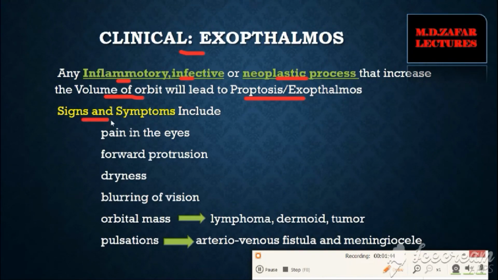Now, talking about the signs and symptoms, there is forward protrusion of the eye. It would be painful, and that forward protrusion will cause dryness of the surface, and because of this dryness the vision will become blurry. Other specific symptoms include an orbital mass, which will be present in case of lymphoma, dermoid cyst, or any other tumor. Furthermore, pulsations can be felt on examination in case of AV fistula and meningocele.